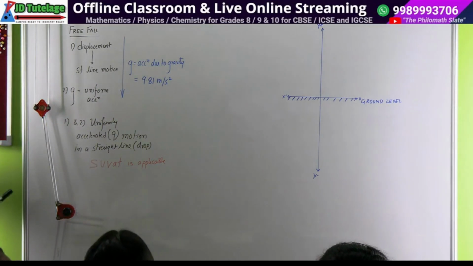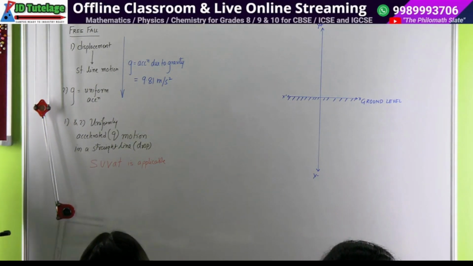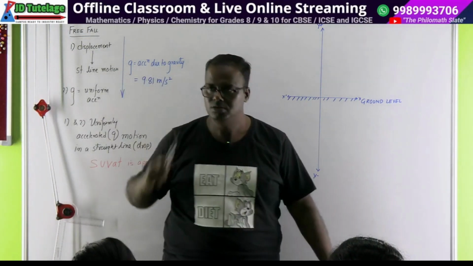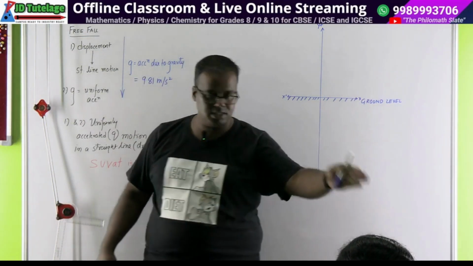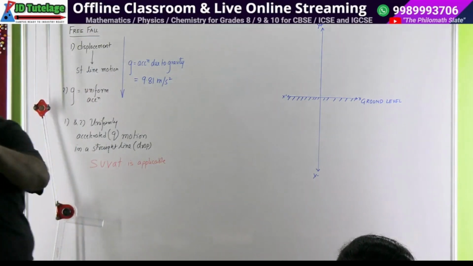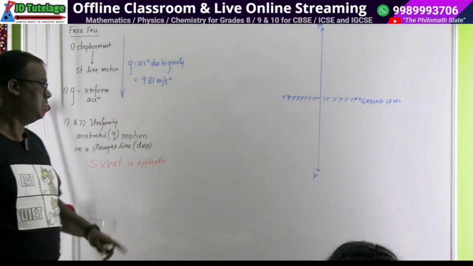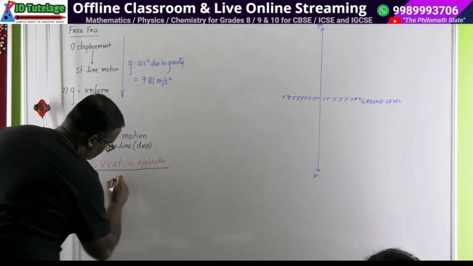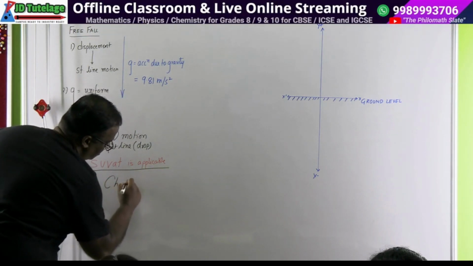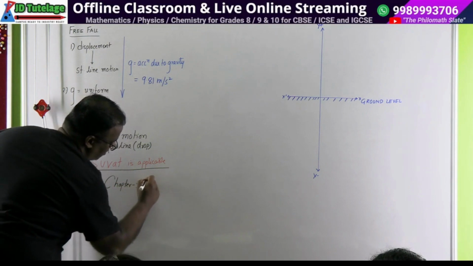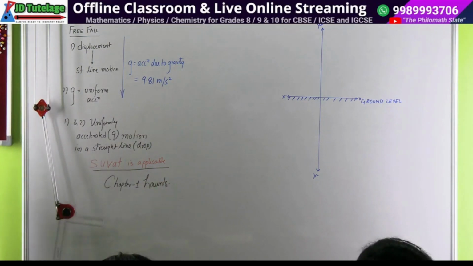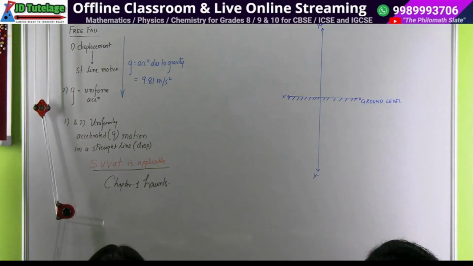Suppose a cobra snake is going this way, see, uniform acceleration, but like this. Can you apply SUVAT? No. It's not in a straight line. Acceleration may be the same, but the motion is not in a straight line. Only then is SUVAT applicable. Chapter 1 haunts you once again. Okay? And we'll see that.